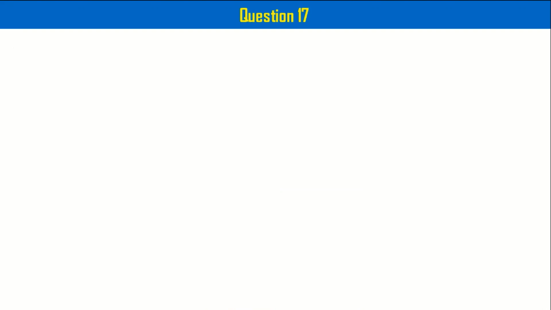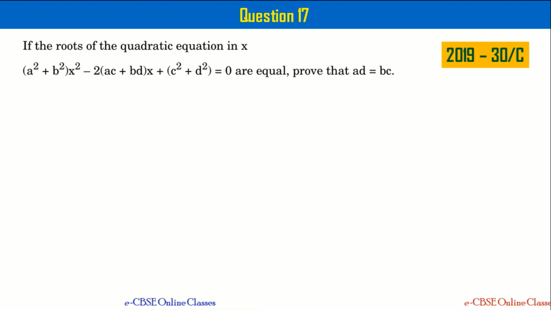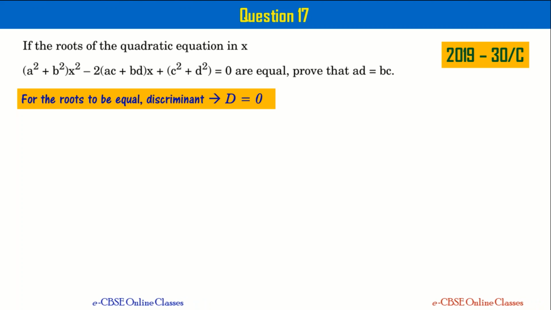Let's go to the next question, that is question number 17. If the roots of the quadratic equation in x are equal, the equation given is the following: (a² + b²)x² - 2(ac + bd)x + (c² + d²) = 0. Then we are asked to prove that ad = bc. For the roots to be equal, we know that discriminant D has to be equal to 0.